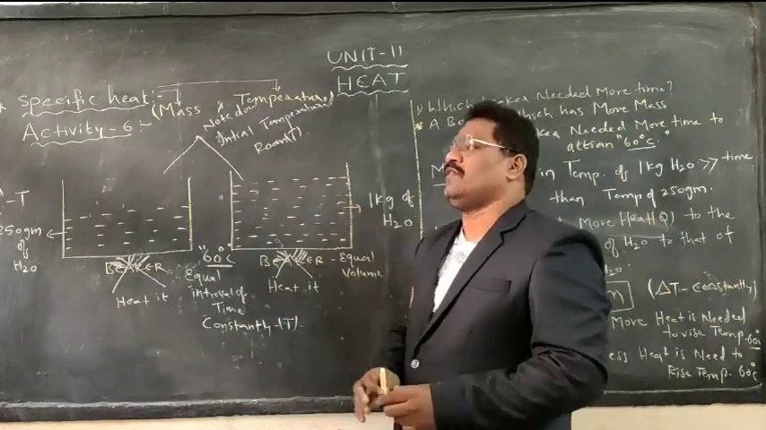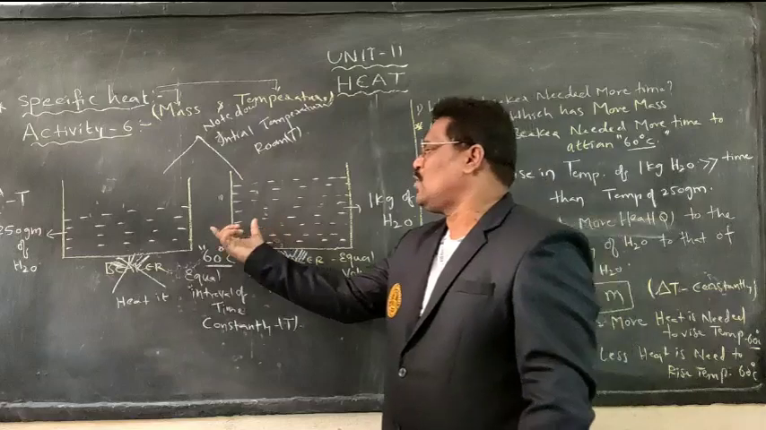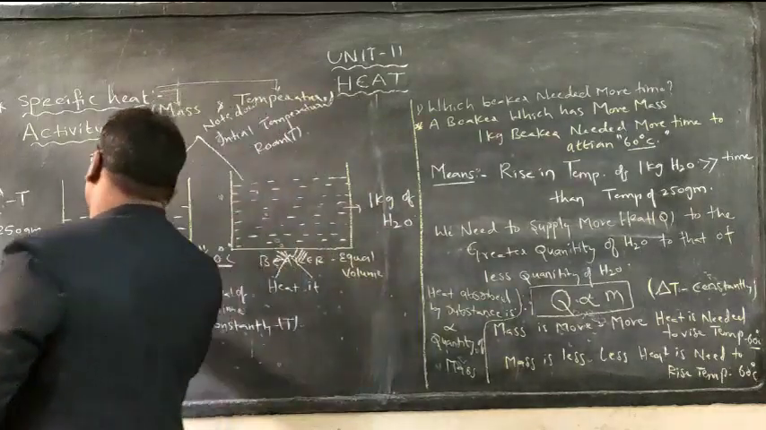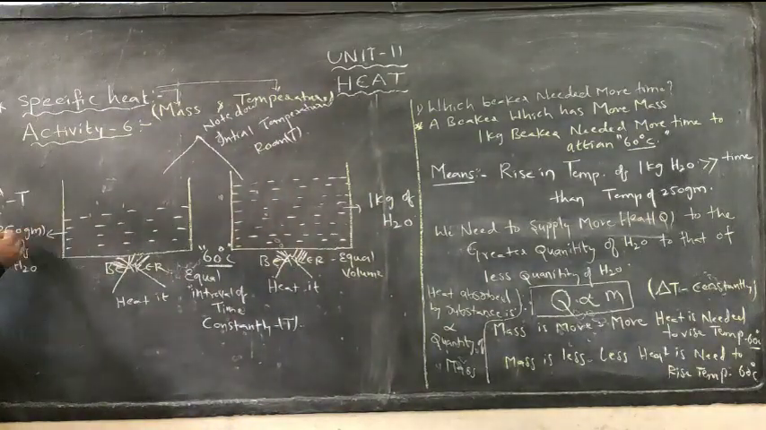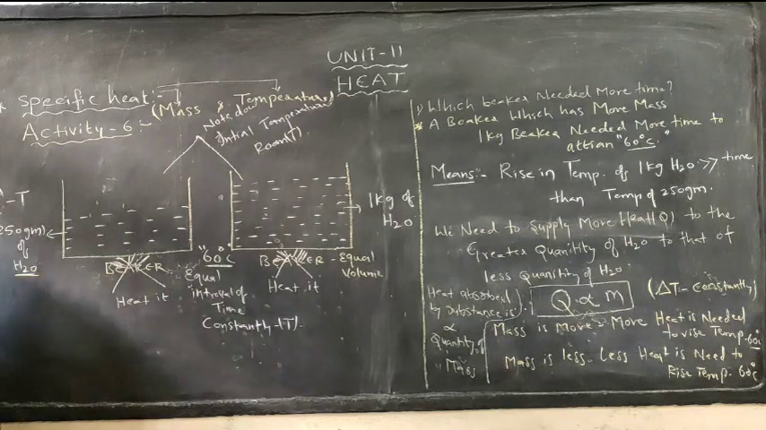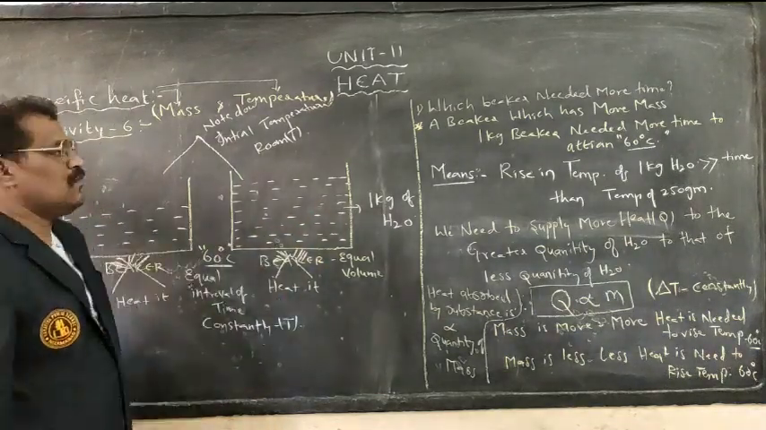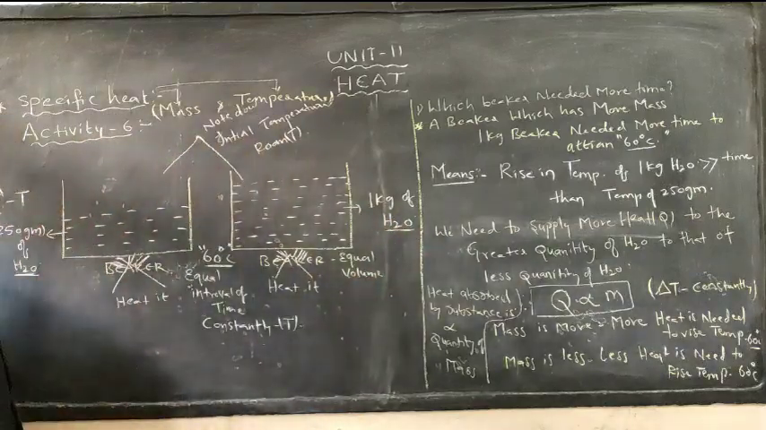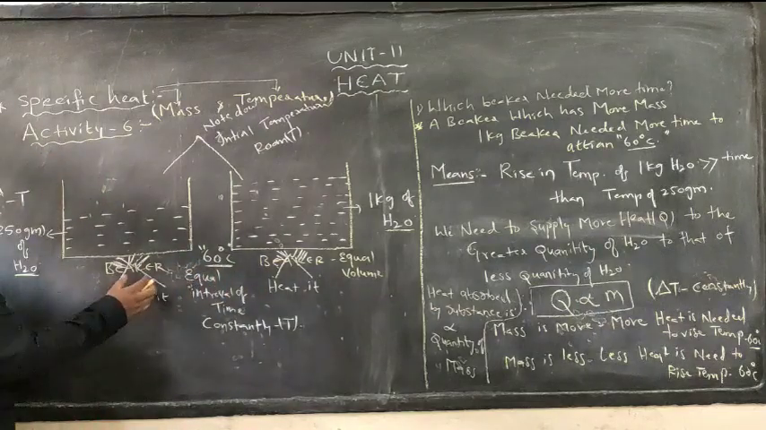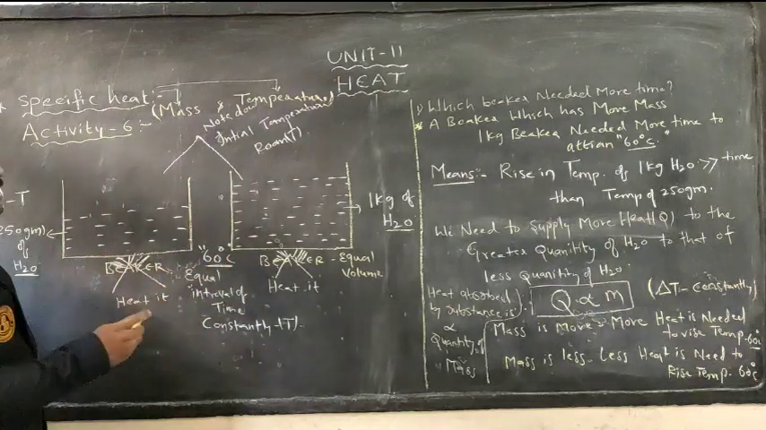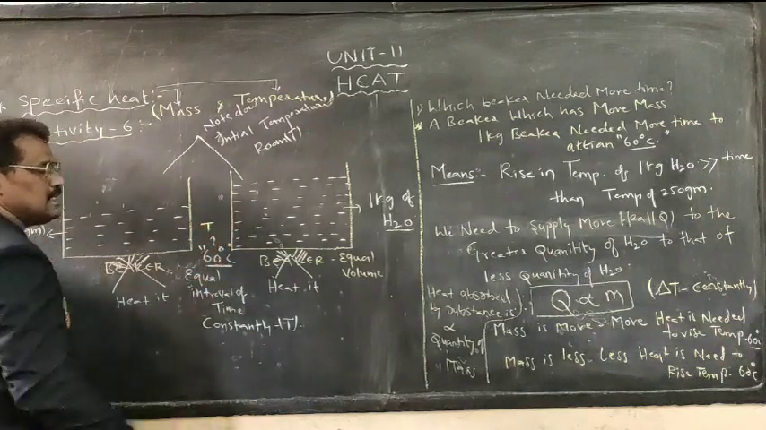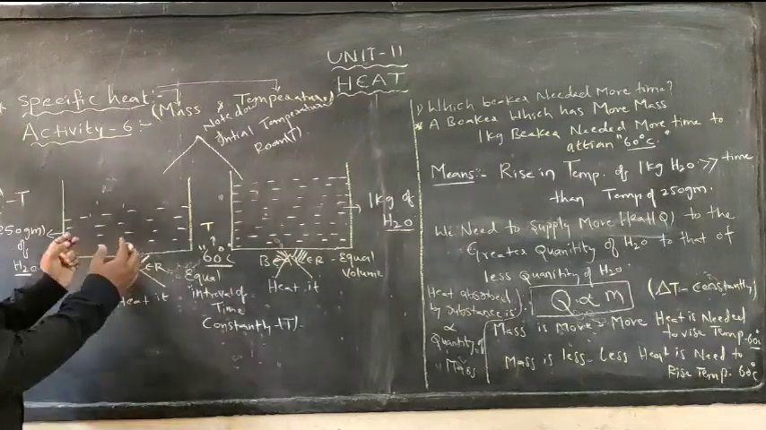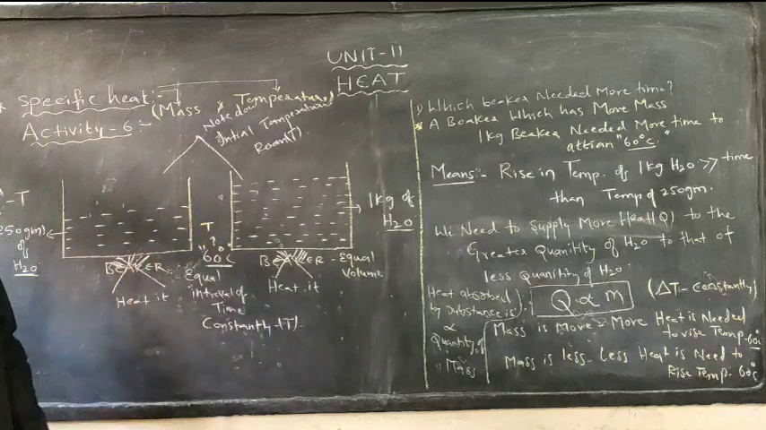Let me go into this particular activity 6. First of all, take two beakers of equal volume. Then in the first beaker, fill 250 grams of water. Similarly, in the second beaker, fill 1 kg of water. After filling them up, at equal intervals of time, heat these two beakers gently till they attain a temperature of 60 degrees centigrade.